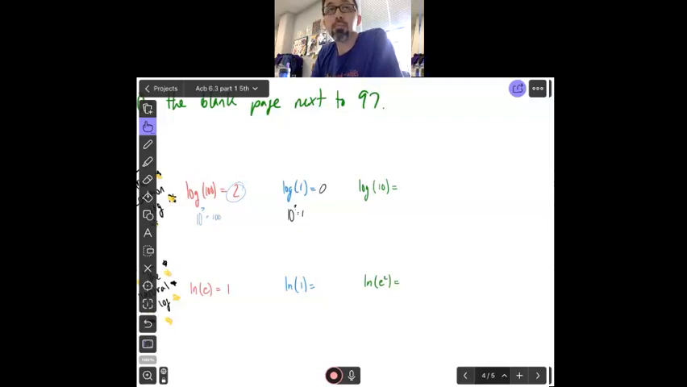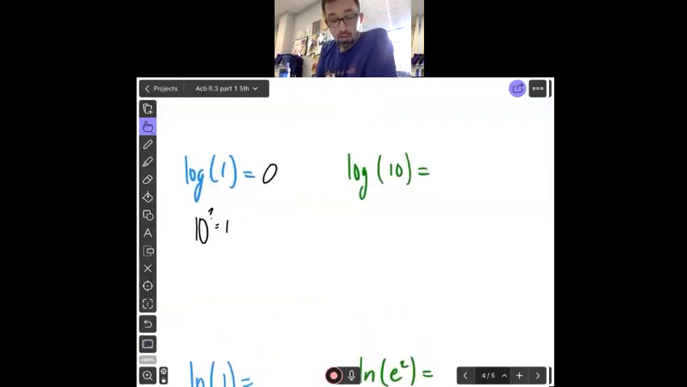Green one. I would say, Grant. What's it mean? Log base n to the power of what equals something. Log of 1 means 10 to the what is 1. Log of 10 means... right, Colby.